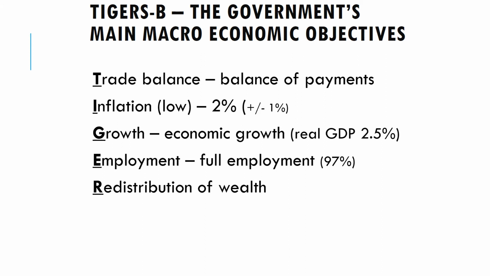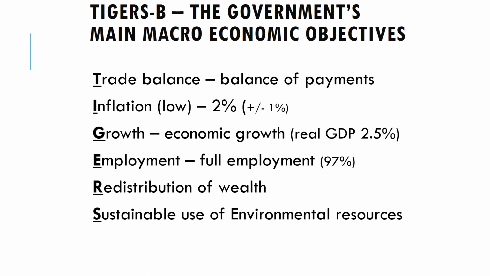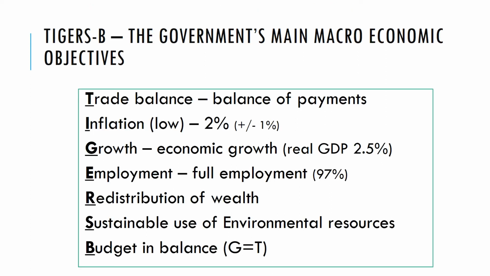R stands for redistribution of wealth. S for the sustainable use of environmental resources. And B for budget imbalance. So Tigers B is a way we can remember the government's main macroeconomic objectives. So here they are, and we'll have a quick look through these in relation to the UK.